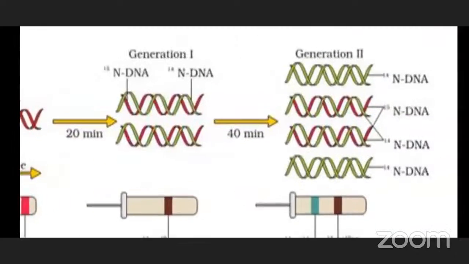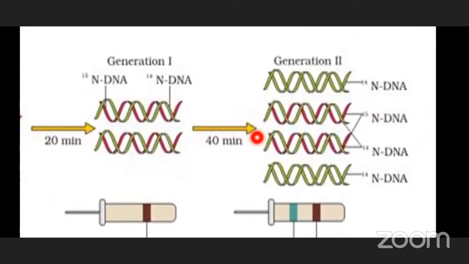After the completion of one generation, we observe the second generation. I previously explained that E. coli requires 20 minutes for binary fission. It divides very rapidly and increases its progeny within a short period. After 20 minutes, it can give two cells. After 40 minutes, it can give four daughter cells. So these four daughter cells have four DNA molecules.